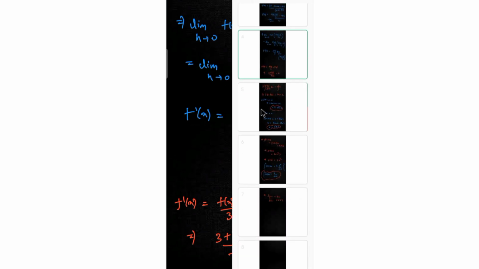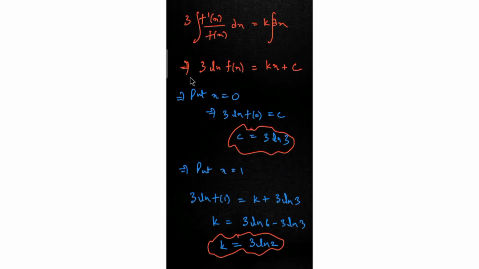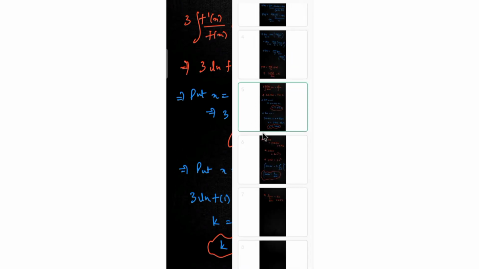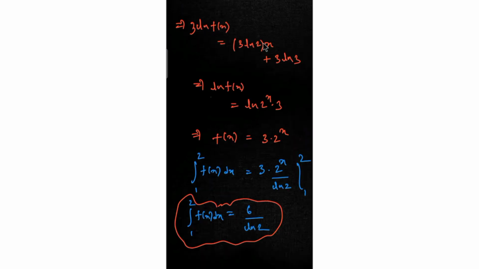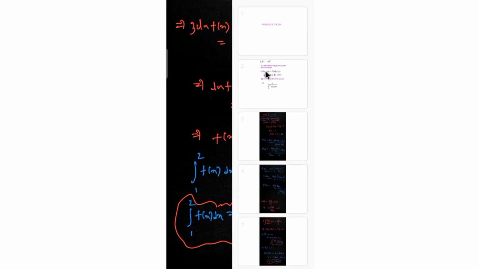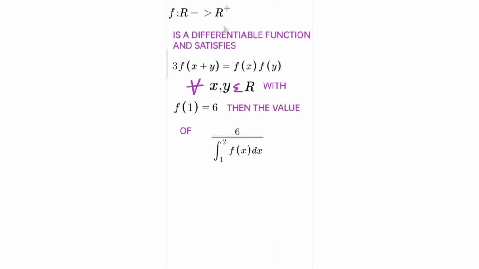So you'll get an equation in this form, 3 ln f of x is equal to kx plus c, and then putting x is equal to 0, putting x is equal to 1, so that you get the values of c and k, and you are almost at the end of finding the value of f of x. So that's all you need to do in this problem. The main and foremost idea is using the principle of the first rule of differentiability and proceeding.